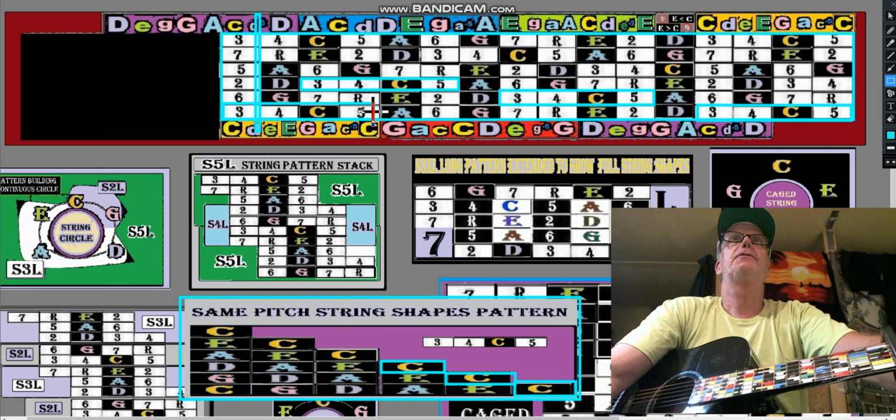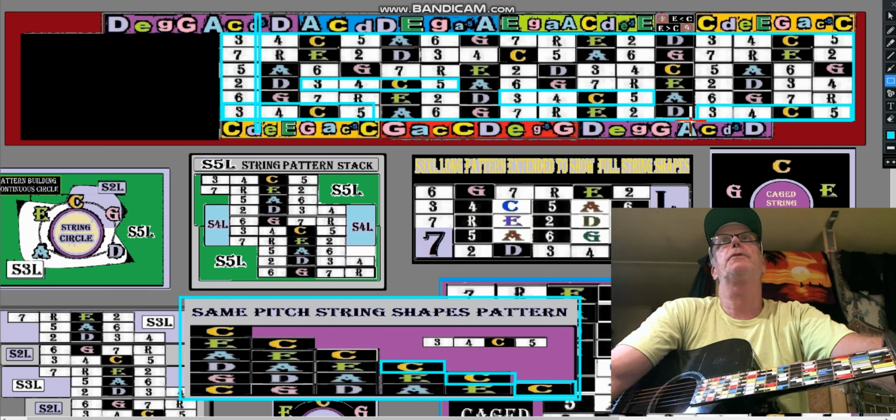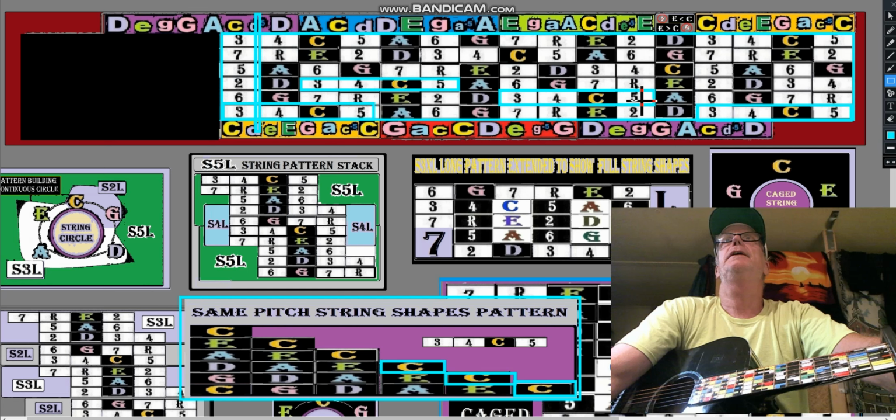And that is from, these are in fourths and fifths. So this is a fourth away, a fourth away. It goes up a fifth and over a fourth. Up a fifth, so the fifth of C is G, over the fourth of G is C.